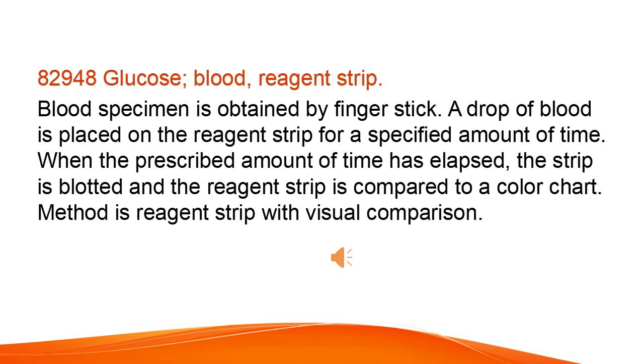Glucose, blood, reagent strip. Blood specimen is obtained by finger stick. A drop of blood is placed on the reagent strip for a specified amount of time. When the prescribed amount of time has elapsed, the strip is blotted and the reagent strip is compared to a color chart. Method is reagent strip with visual comparison.